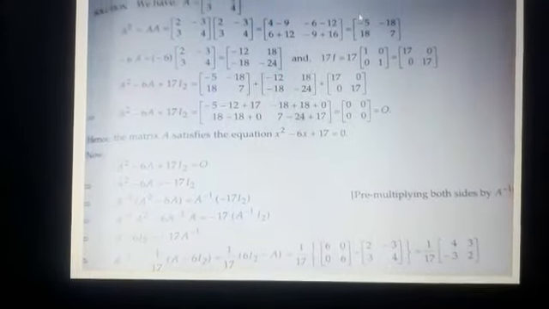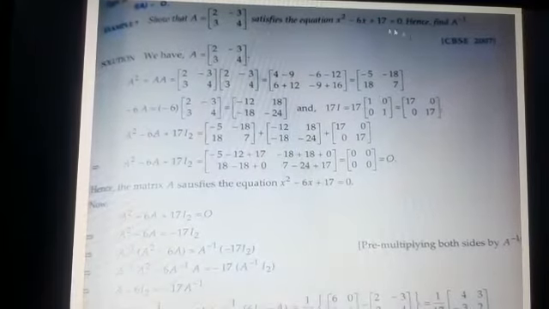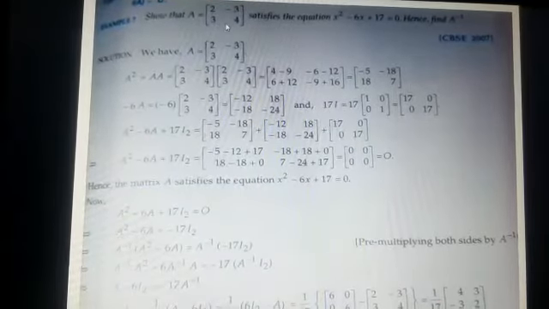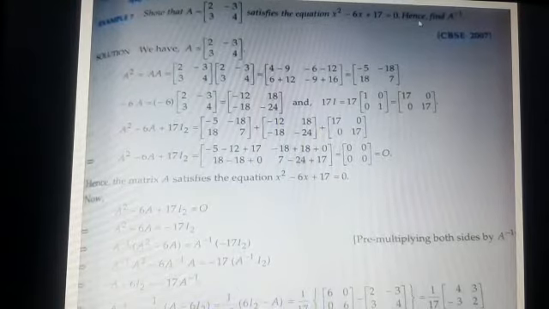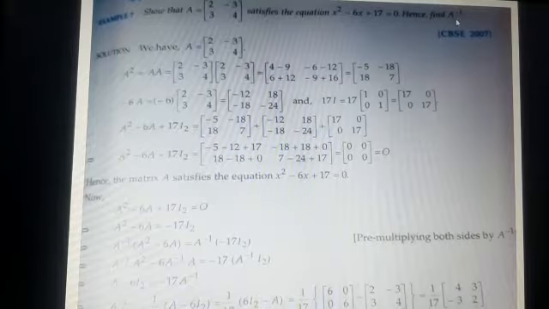One more question is asked in the exams. This has been taken from the board exam, CBSE 2007 is written here. So this is a question of inverse only. The matrix A is given, and this matrix A satisfies the equation x square minus 6x plus 17 is equal to 0. Hence, you have to use this equation to find A inverse, not the formula adjoint of A upon determinant of A.